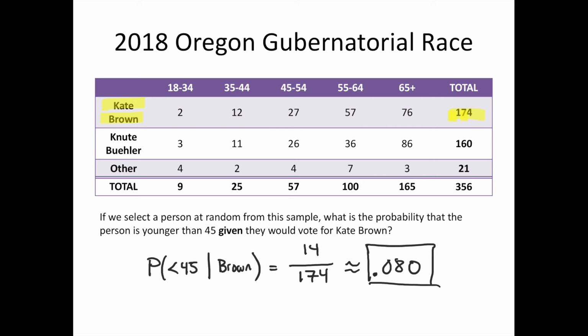Note, I could also answer both of these questions not using this tabular approach, but by using the straightforward definition of conditional probability, meaning I could have calculated the probability that a subject is younger than 45 given that they would vote for Kate Brown as the probability in the numerator of a subject being younger than 45 and voting for Kate Brown divided by the probability that a subject was going to vote for Kate Brown. So both of them should result in equivalent quantities.